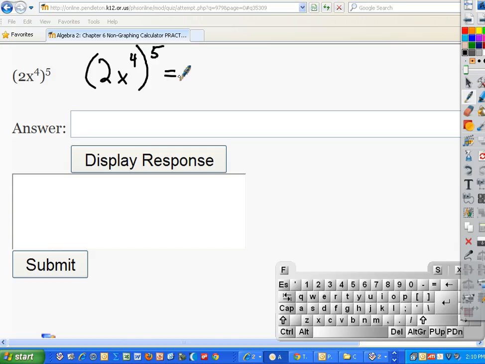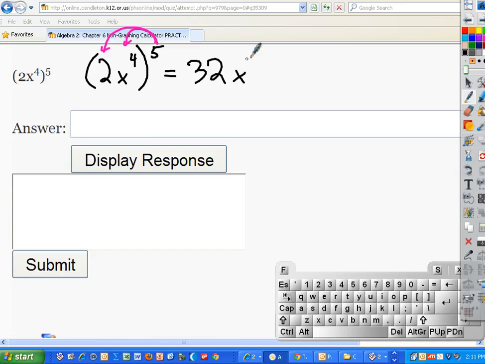What do I do here if I've got a product of 2 times x to the 4th all taken to the 5th? Can you distribute the 5 to the 4? Bingo. We're going to distribute the 5 to both parts. So 2 to the 5th is what? 10. No. 2 times 2 is 4, times 2 is 8, times 2 is 16, times 2 is 32. Okay, now what about this? I've got x to the 4th to the 5th. 20th.